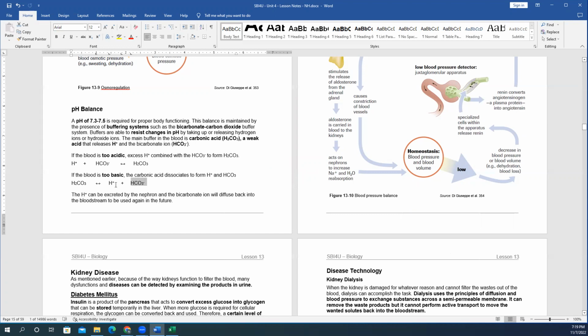So by excreting these protons, you are returning back to the proper pH. And also the formation of these protons under the conditions where it's too basic, these protons can then combine with basic components to make water.